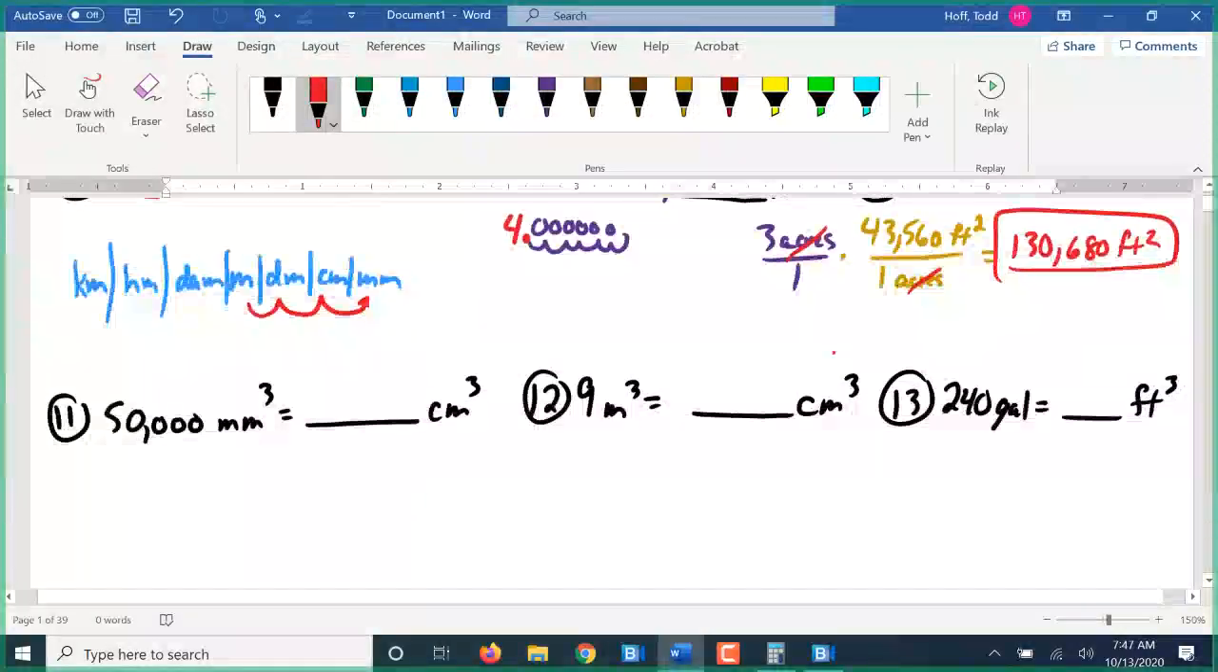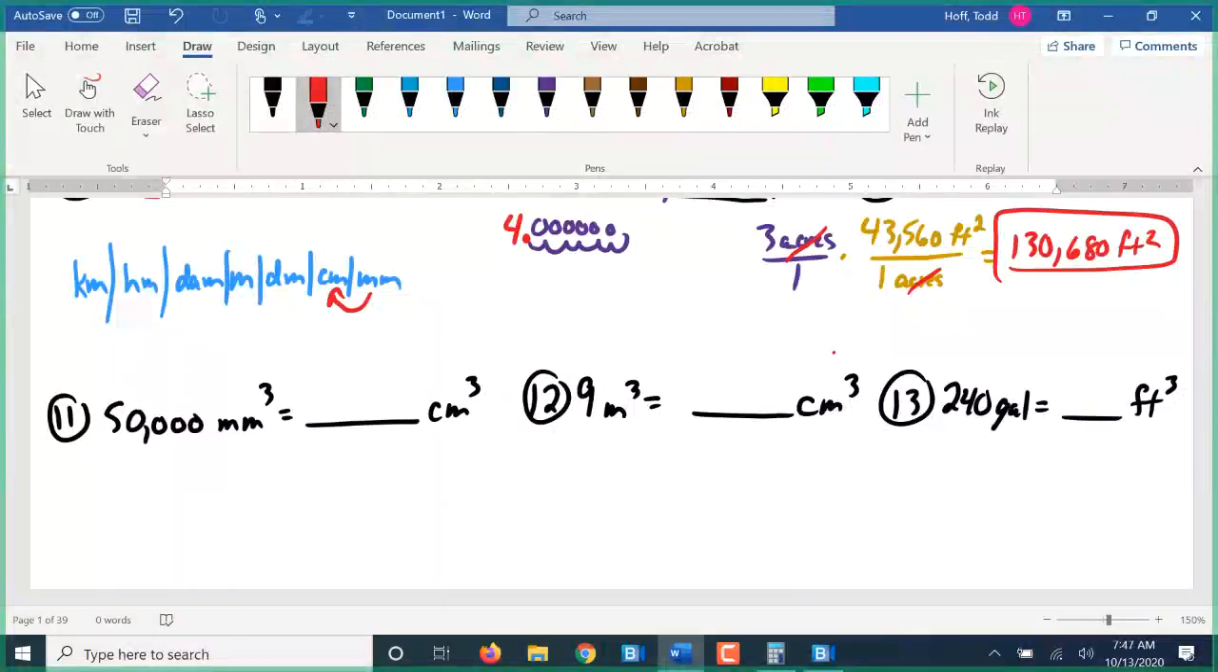Number 11, we're going from 50,000 millimeters cubed to centimeters cubed. From millimeters to centimeters is 1 spot to the left on the chart, but since they're cubed, each spot on the chart is 3 decimal places. So my decimal point starts out at the end, it goes 3 spots to the left, 1, 2, 3. 50,000 millimeters cubed is just 50 centimeters cubed.